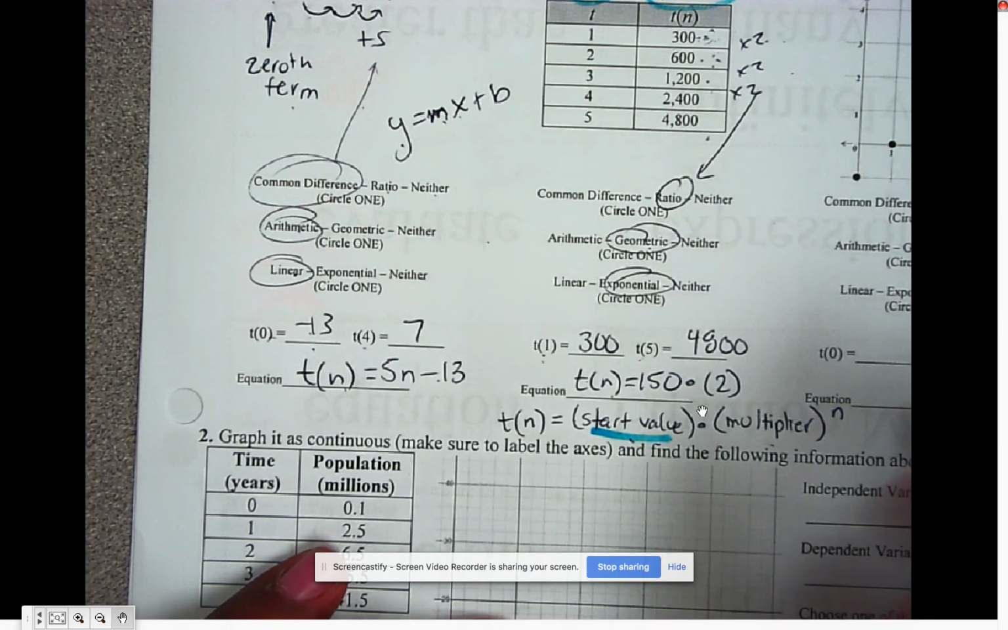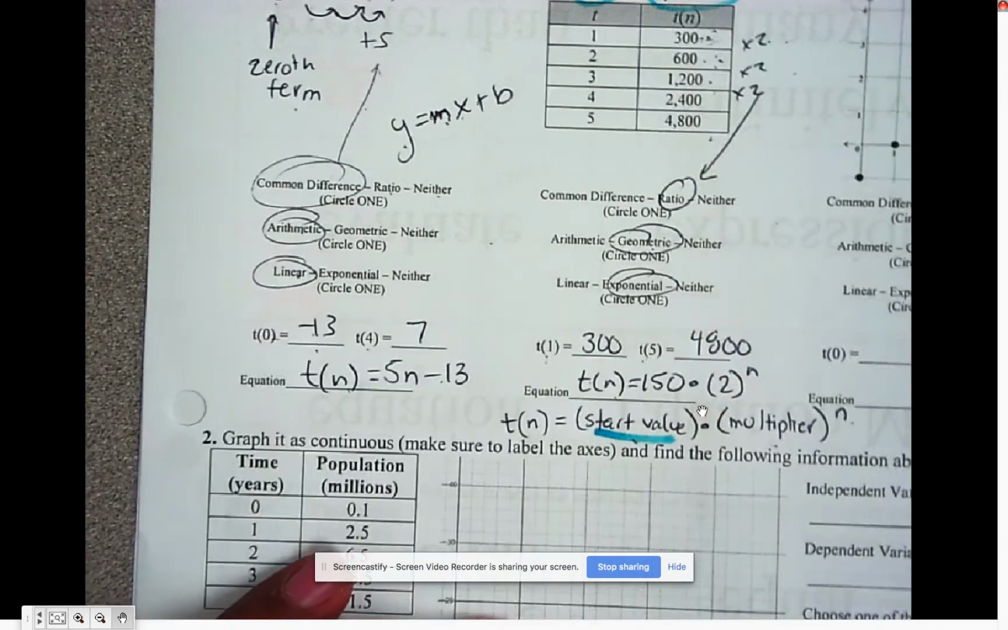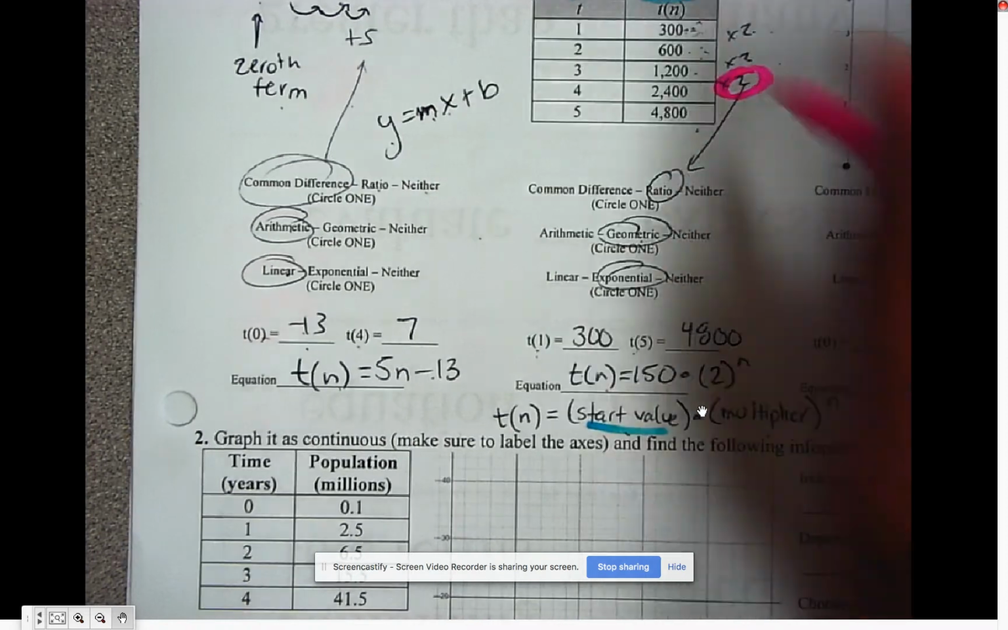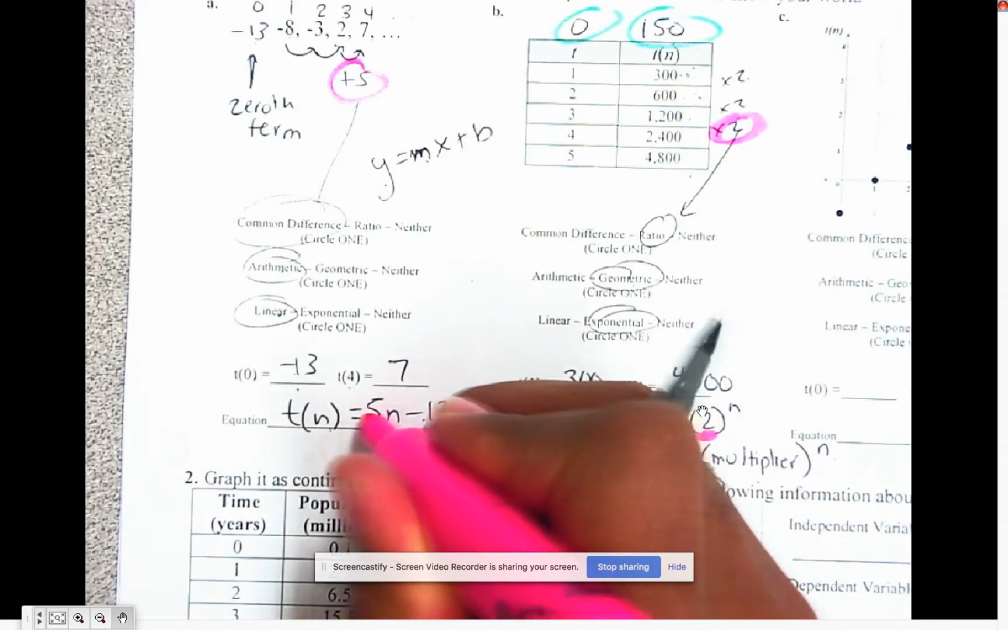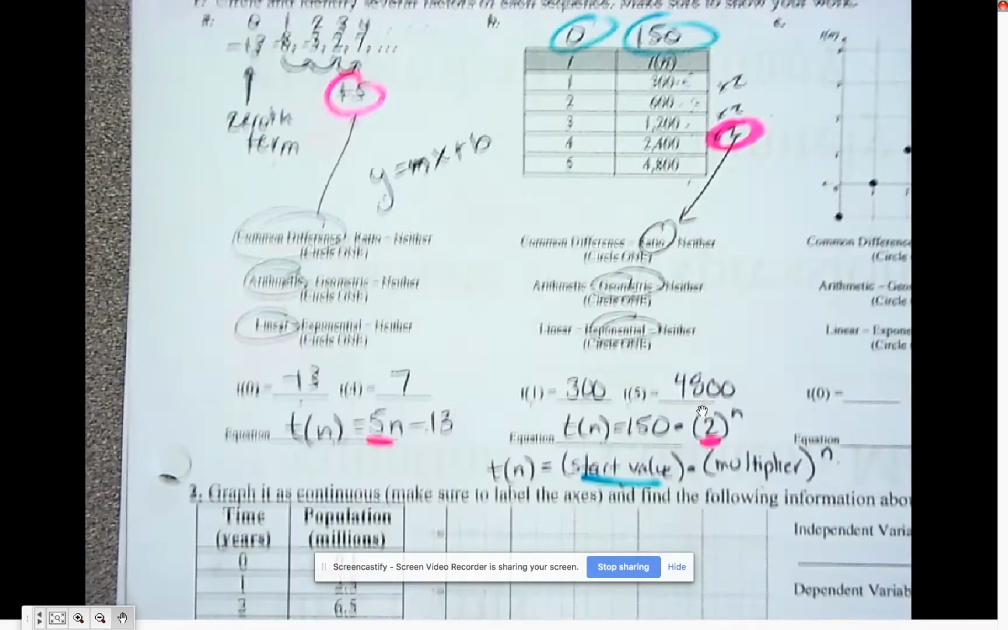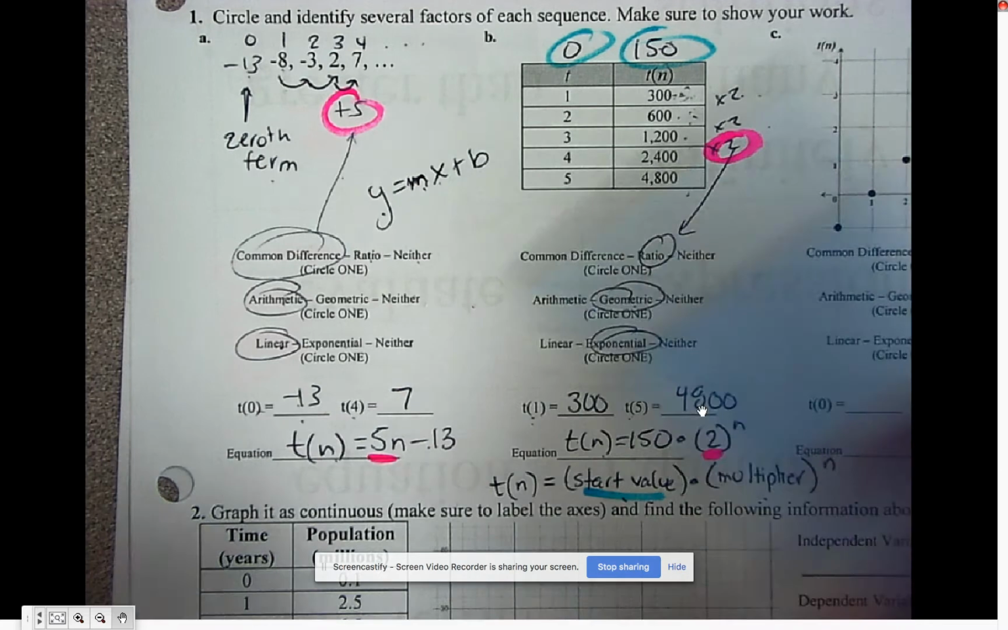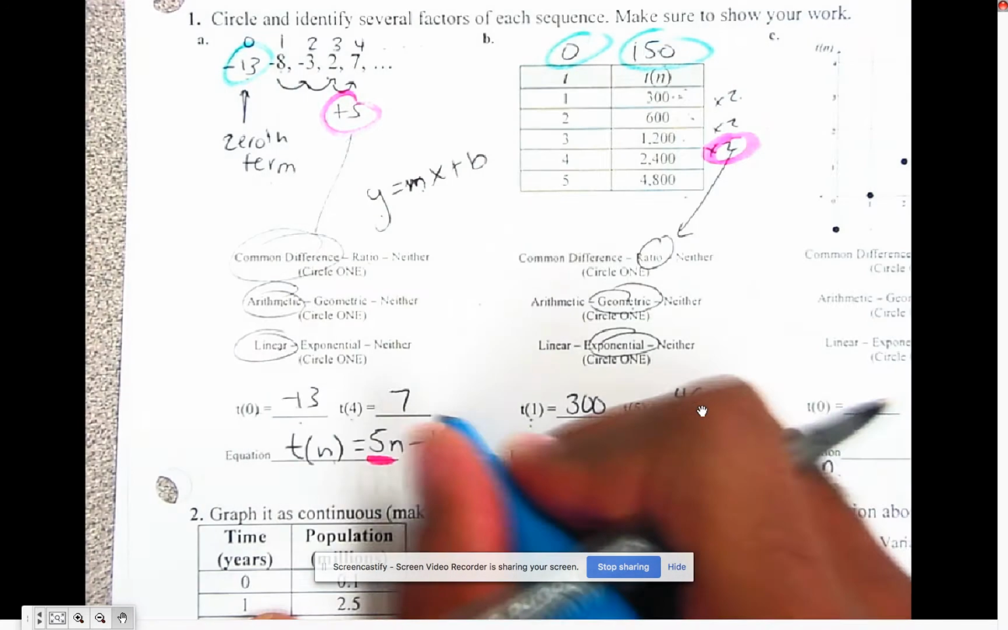Times 2, and then you raise it to the power of n. Okay, so the 0, the 2, that's your multiplier. And then going back here, let's circle things to line things up. That's your common difference there. And then for this one, your 0th term comes from that number there. Okay, so now the next one.